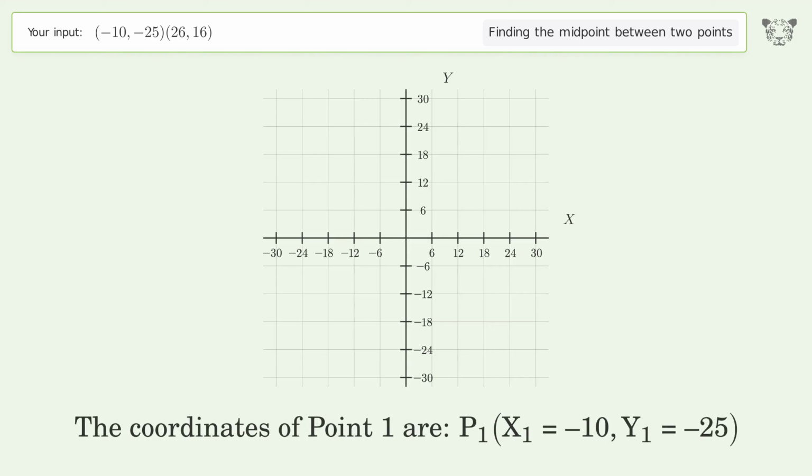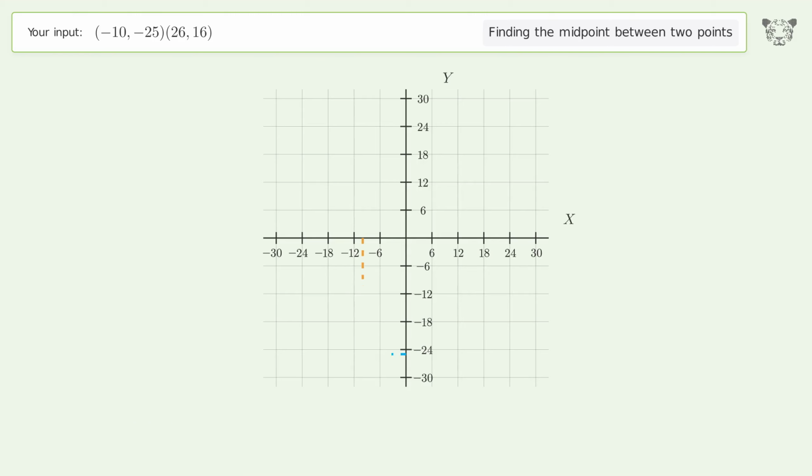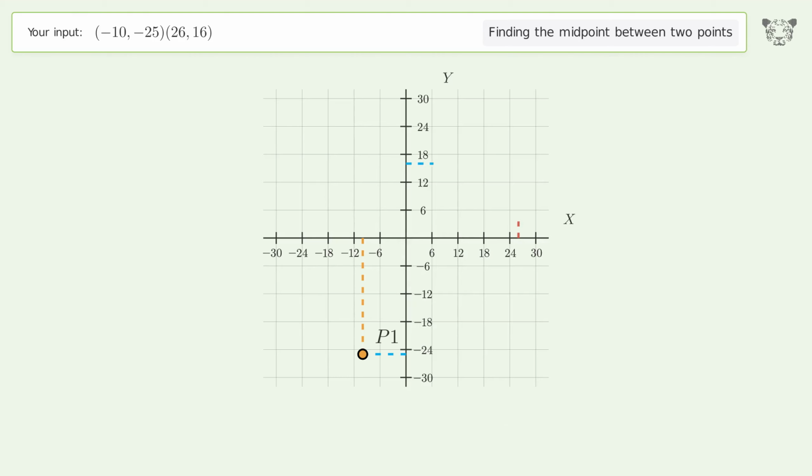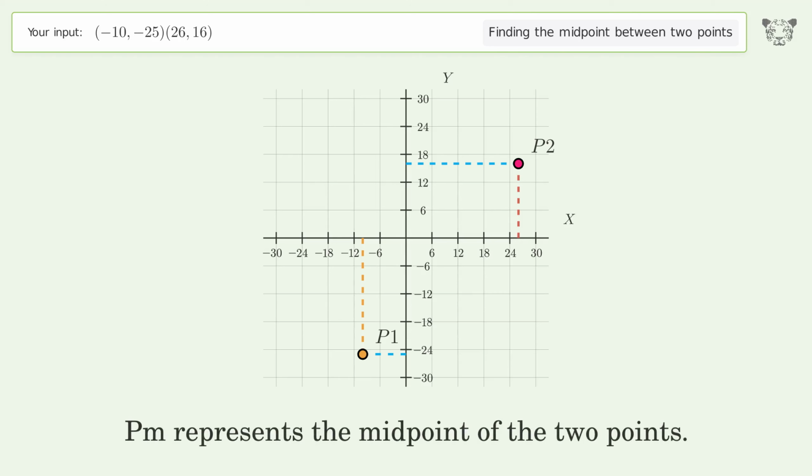The coordinates of point 1 are, x1 equals -10, y1 equals -25. The coordinates of point 2 are, x2 equals 26, y2 equals 16. PM represents the midpoint of the 2 points.